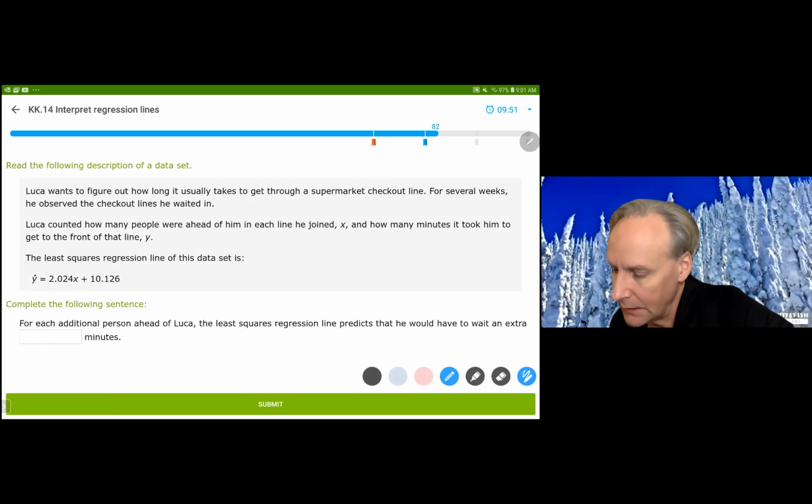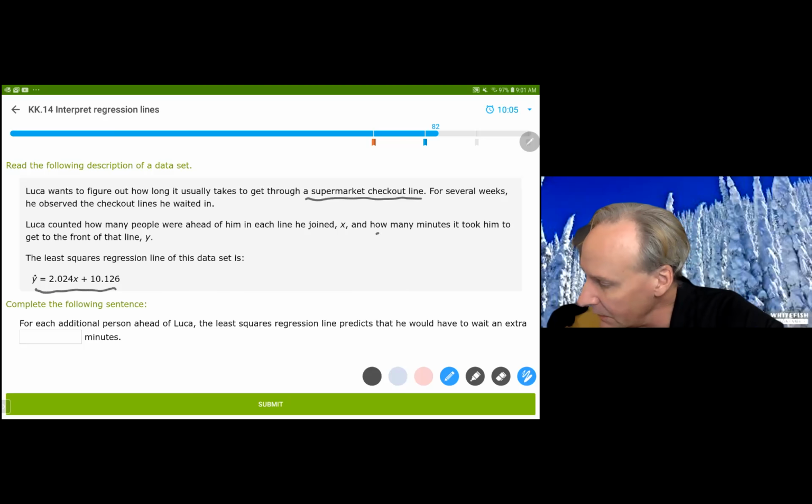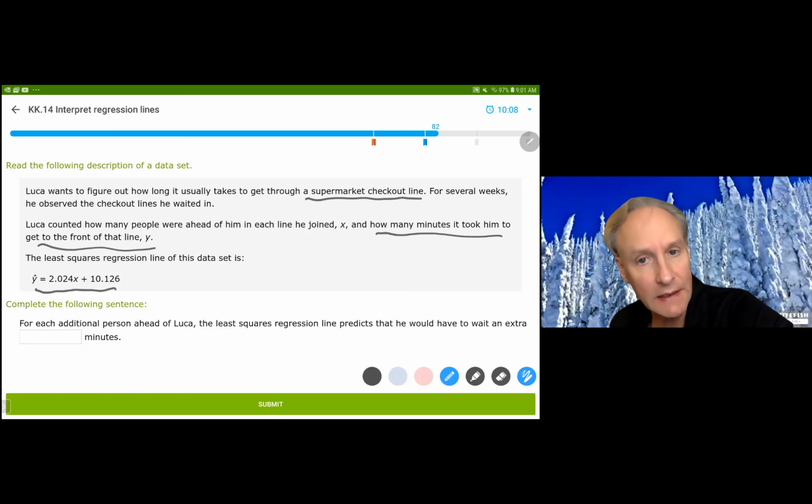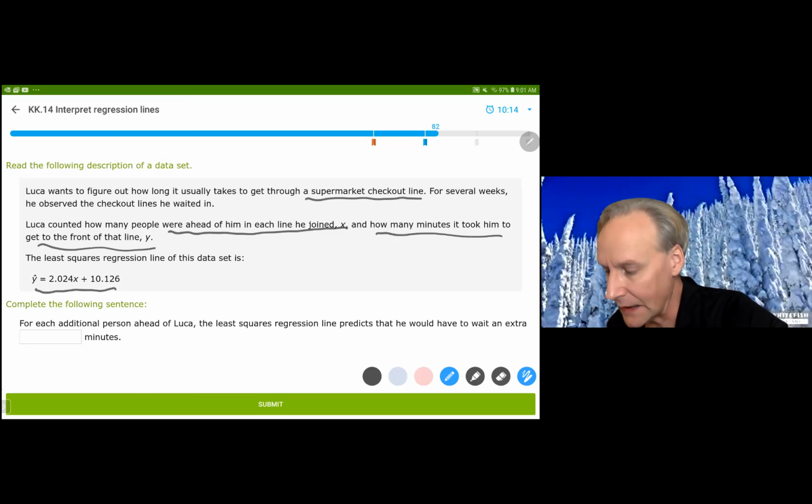All right, let's see. Here's the regression line. That's our model. That's called our mathematical model. And it says, figure out how long it takes to get through a supermarket checkout line. So I'm assuming the Y is how many minutes it took to get to the front of the line. So that's the length of time you spend in the line is Y, and the people ahead are X.